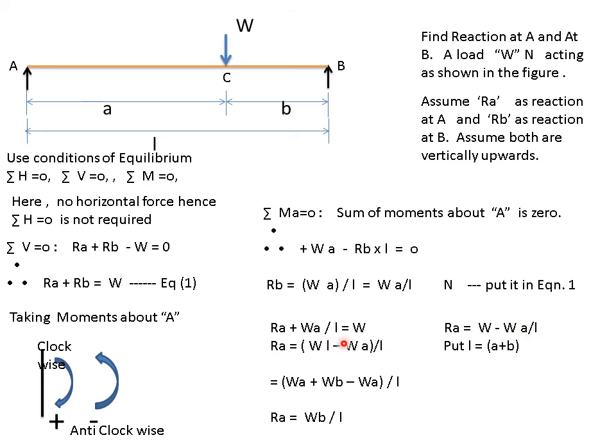But what I will do is put L is equal to A plus B. Taking L as the LCM, I get the term WL minus WA divided by L. Put this L as A plus B. You can solve: it will be WA plus WB, because L is equal to A plus B, minus WA, the whole divided by L. So this WA gets cancelled. You get RA is equal to W into B divided by L. So W into B divided by L will be the value of RA.